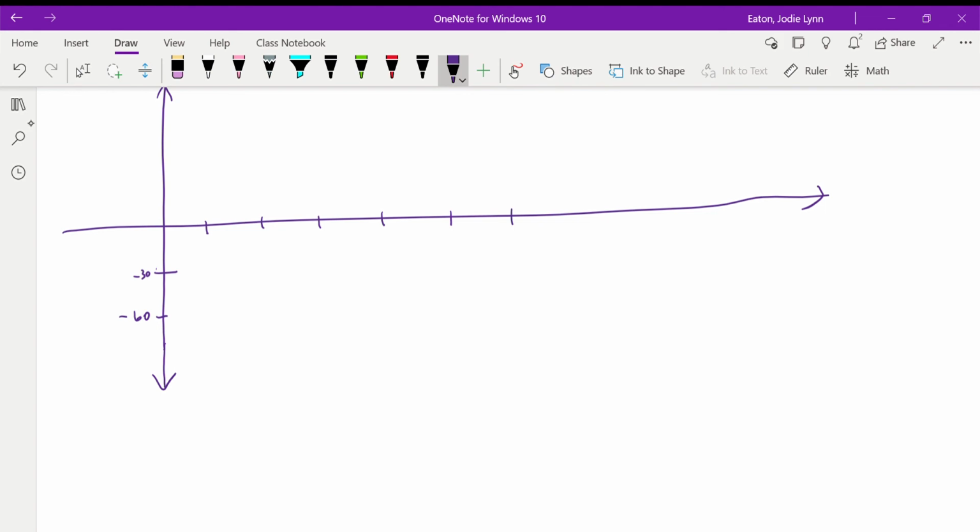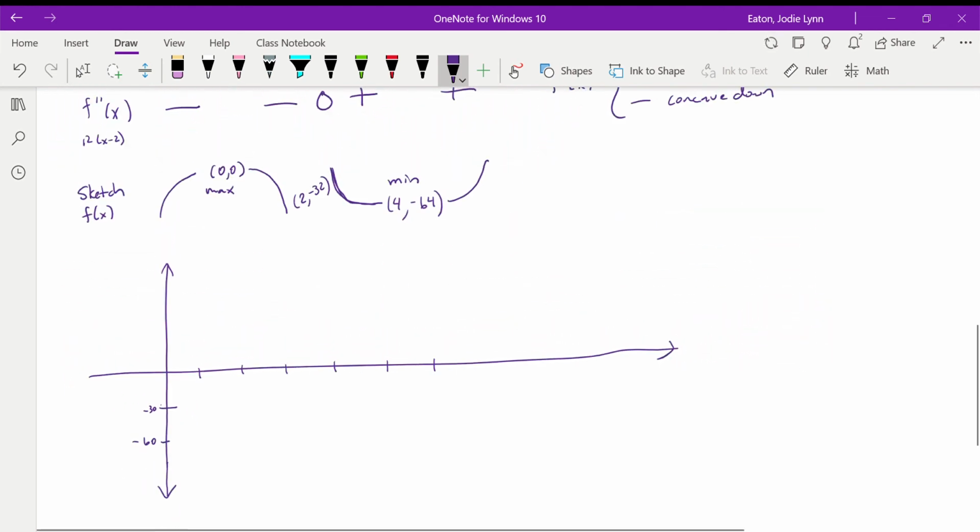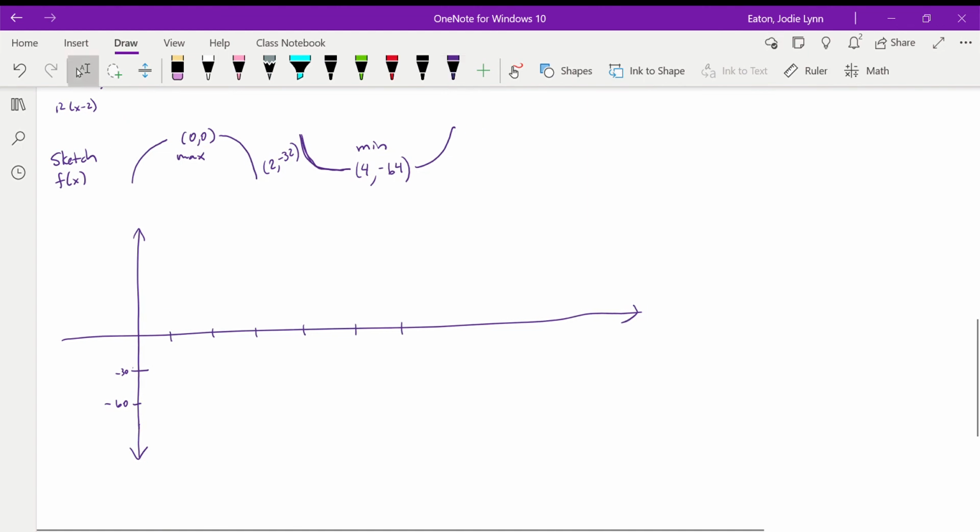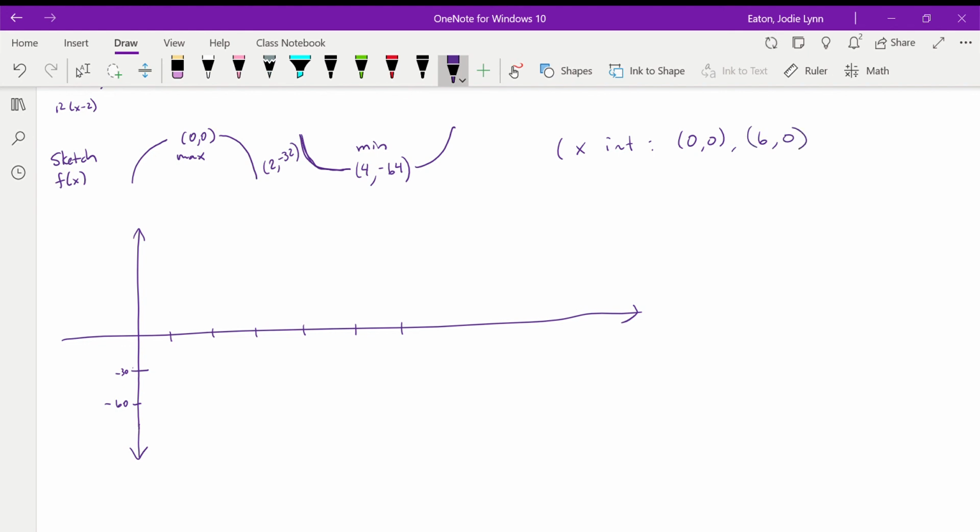Okay, so I'm just going to go left to right. First thing I have happening, and sometimes it can be nice to zoom out, you might want to just transpose down here, x-intercepts 0, 0 and 6, 0. Okay, so I can just throw in my x-intercepts because I know I'm going to have to pass through those points.